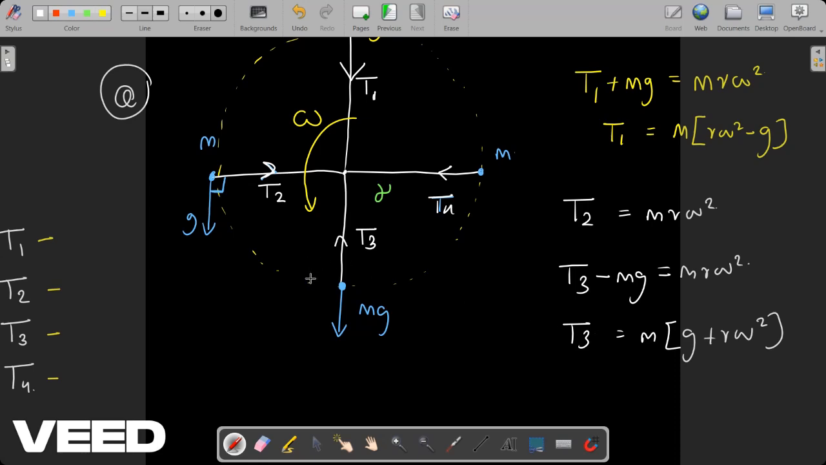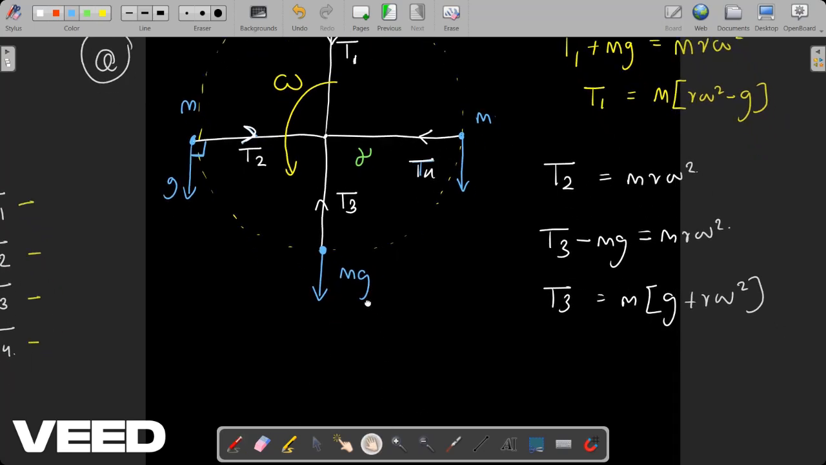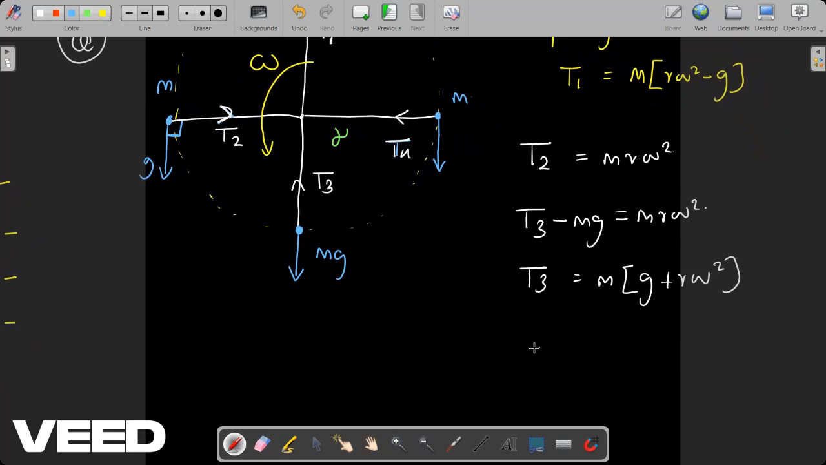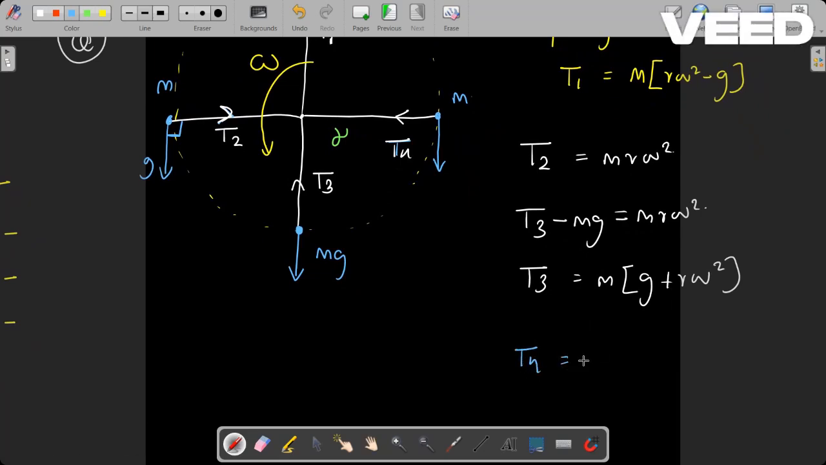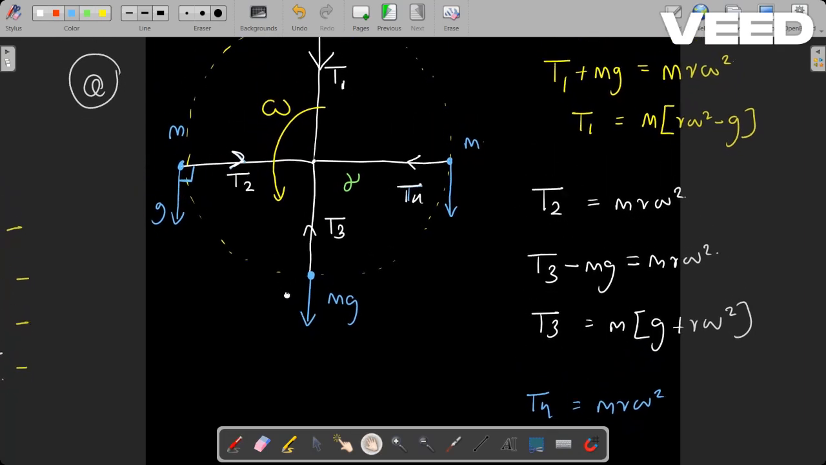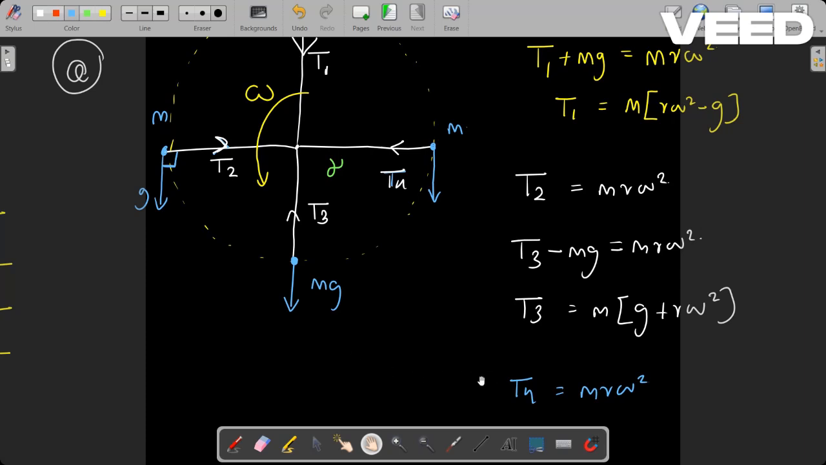tension on the string. So again T4, not much difference, same as T2, right here. Again the gravity is in this direction. So therefore only T4 is there on the object. So again T4 is equal to m r omega squared, right? So it means T4 and T2 are the same.